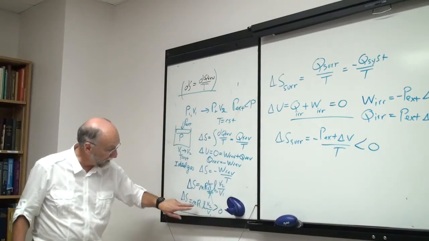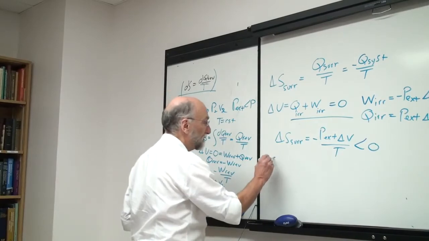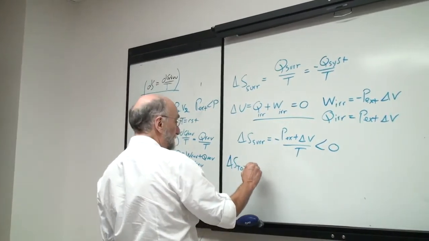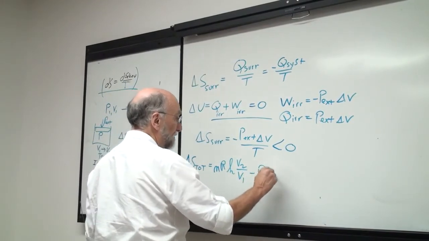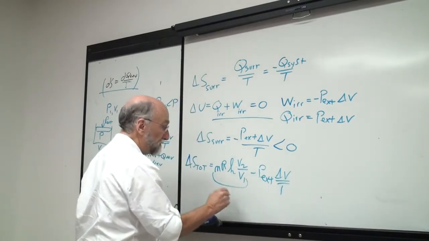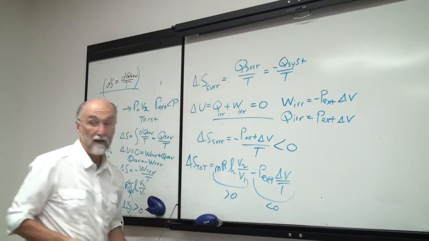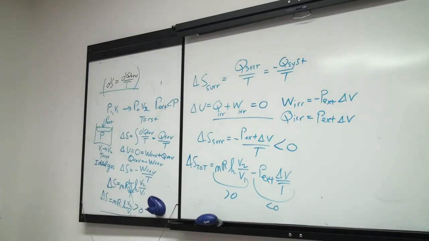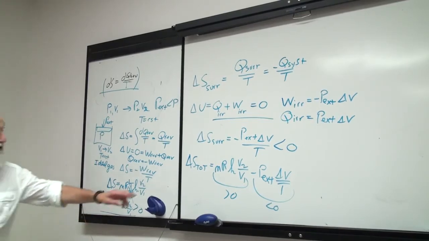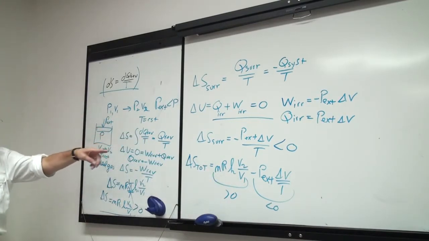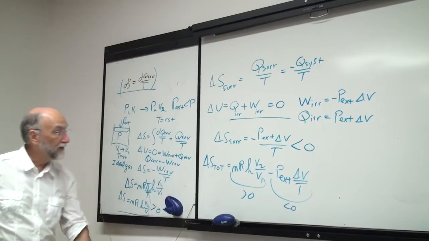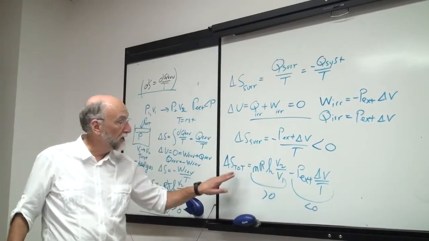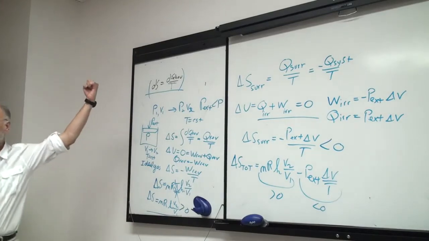The total entropy change is this plus this, so delta S total is nR log V2 over V1 minus P external delta V over T. This is a positive term, and this whole thing comes out to be negative. It's the balance between the two that is important. If the external pressure is always equal to the internal pressure, the two are equal and delta S total is 0. If P external is very small, then the negative term is small, the positive term is large, delta S total is positive, and the expansion is spontaneous.